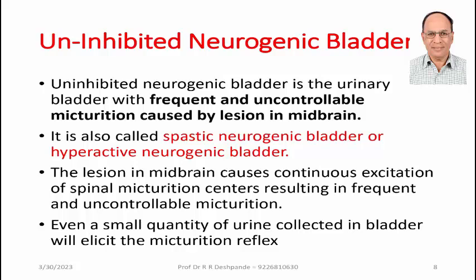What are the symptoms? Please write down the symptoms. Frequent and uncontrollable micturition. Frequent, repeatedly. He has to run to the toilet, to the washroom very frequently, every 15 minutes, every half an hour, every 1 hour. But even while going to the toilet, he cannot control his sphincter and there is dripping. So his pants will be wet even before reaching the bathroom or the washroom. Is it clear? Frequent and also uncontrollable.